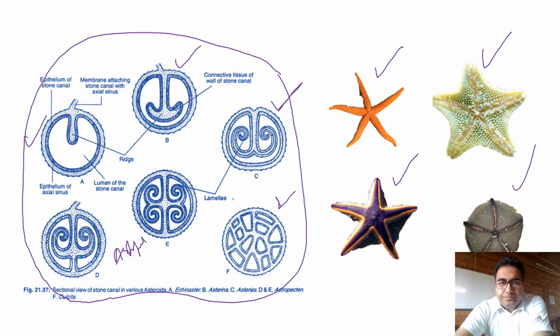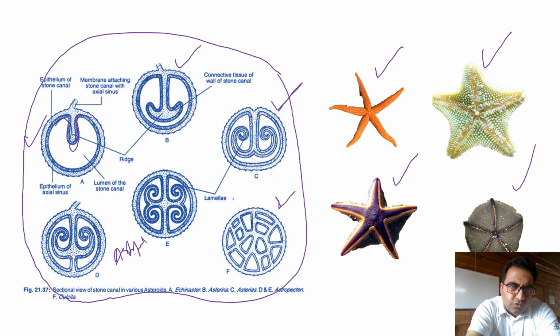Development of a longitudinal ridge-like projection makes the stone canal complicated in different members of the Asteroidea. For example, it has been shown here in this very case, in the case of Echinaster, what we see is Echinaster purpureus. The fold projects as a ridge into the canal. So this very fold is emerging as a ridge in the canal.